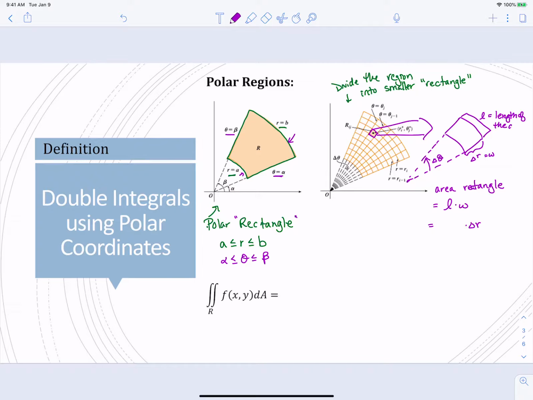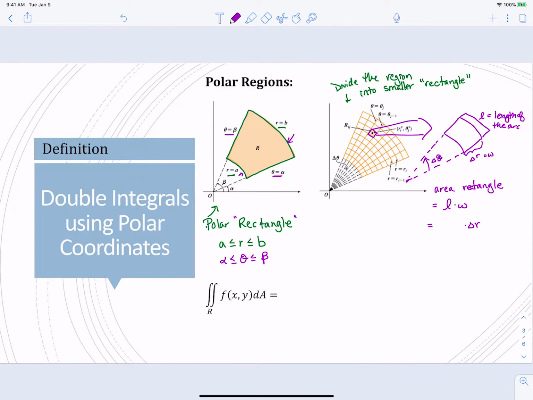of this arc. And if it's been a little while with your geometry, arc length is your radius times your angle. So radius times the angle, so our radius, how far we've gone out. So in this case, it would be radius sub i. How far did we go out here?